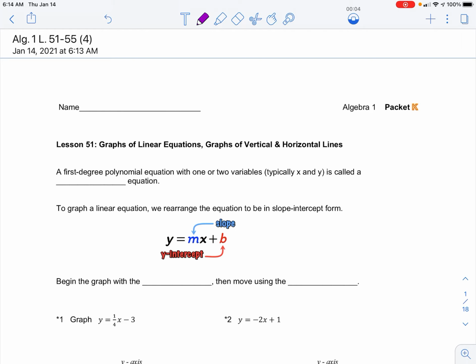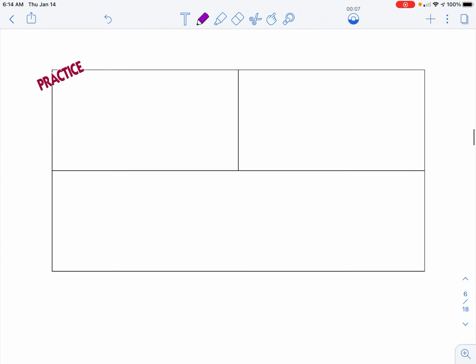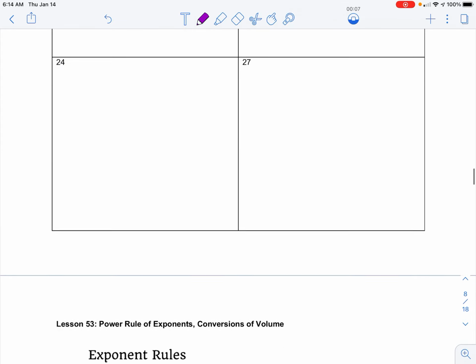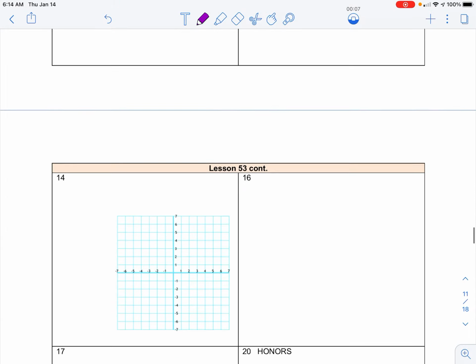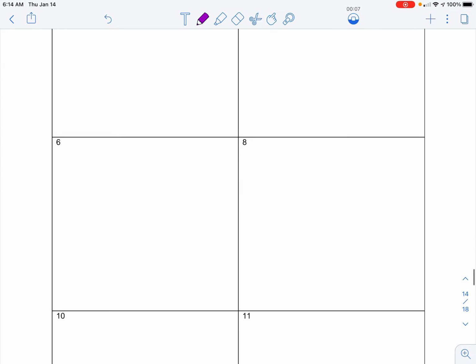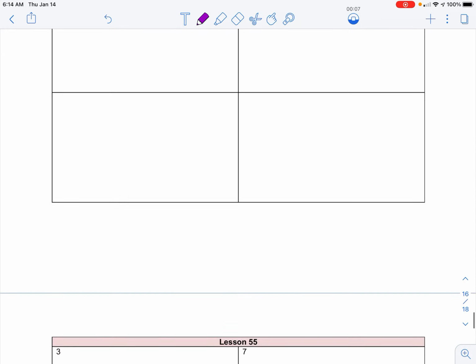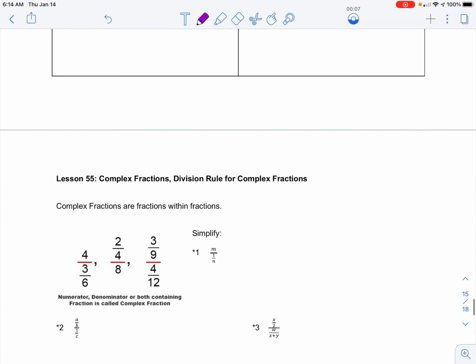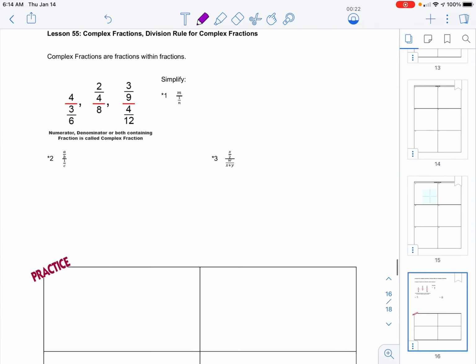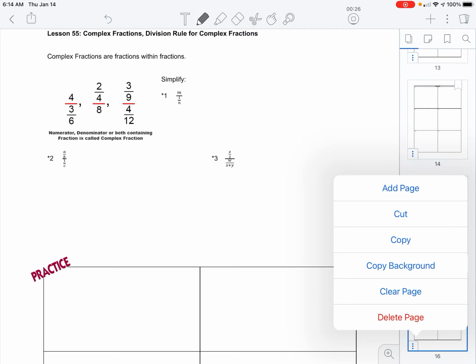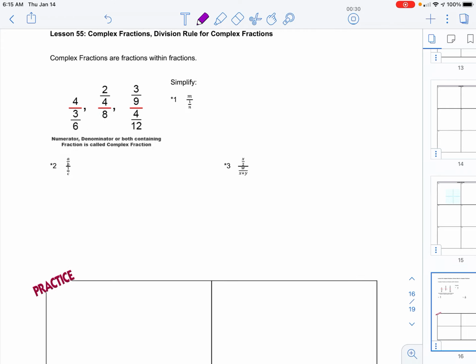Okay, everyone, we're going to be looking at lesson 55 today. I'm going to go ahead and scroll on down. Go ahead and have your packet in front of you with lesson 55. Scroll down here and get it. Here we go. Okay, and I'm going to add a page here so I can take some notes for you before we start writing into our packets.